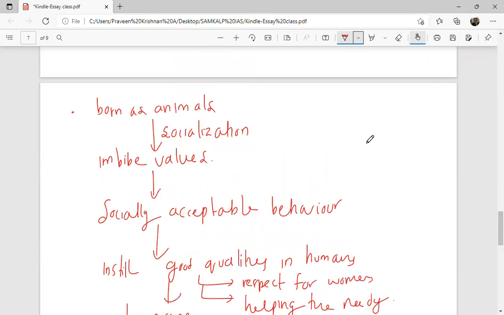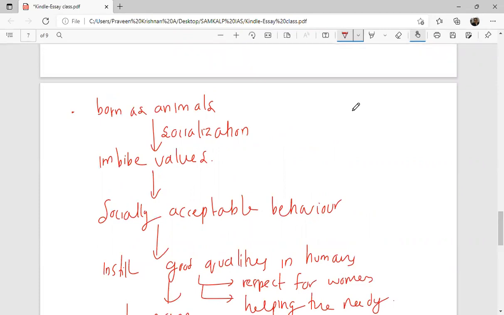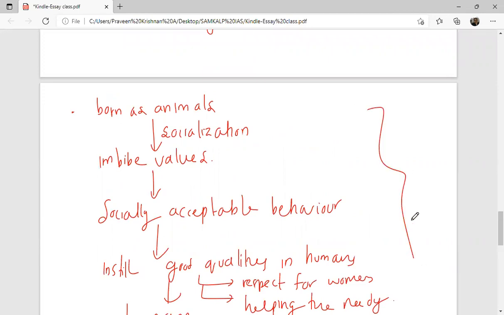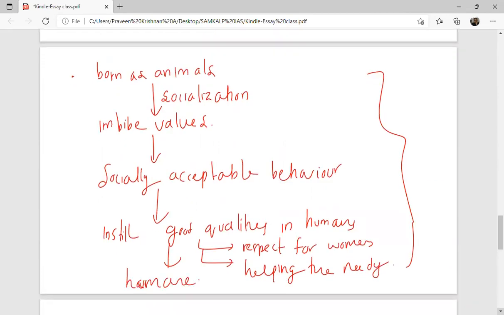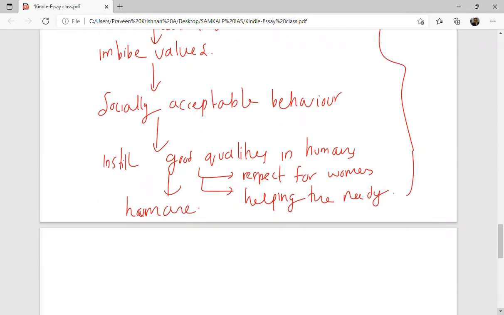This is my third paragraph. After writing what is to be expected from my essay and the logical flow of my essay, I wrote a paragraph on this, that we are all born as animals and we undergo a process of socialization. In that process, we imbibe a lot of values and we learn the socially acceptable behavior that instills good qualities in humans, and we become humane.